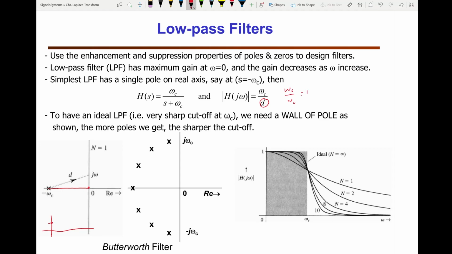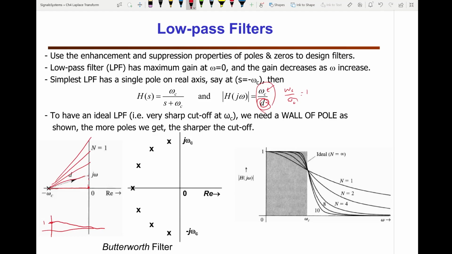So this is 1. Now as omega increases, this distance becomes larger and larger. So that quantity becomes more than omega c, and the whole thing will approach zero. So it's going to be like this. And that's a low-pass filter, first order.